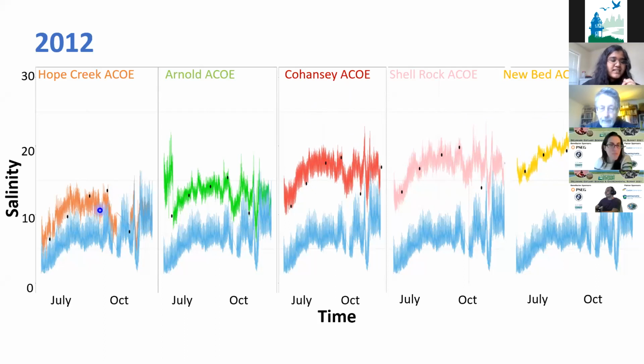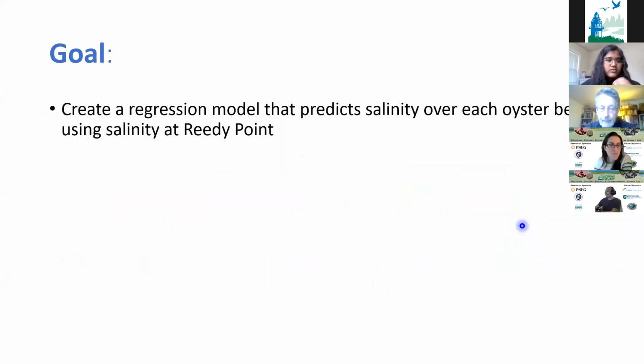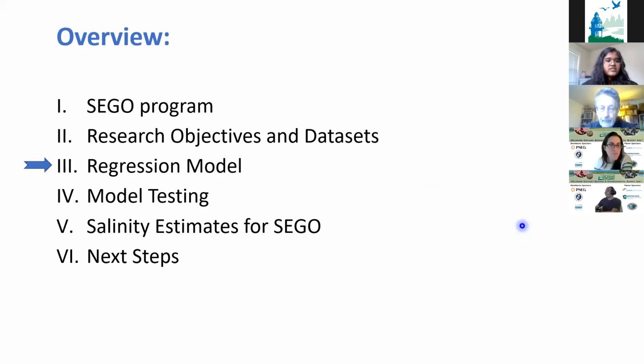So here we can see that Haskin Lab measurements usually fall into the Army Corps measurements at each respective oyster station, and usually the oyster bed station salinity measurements follow a similar pattern as Reedy station. So the overall goal is to create a regression model that predicts salinity over each oyster bed using salinity at Reedy Point. So now I'm going to talk about the regression model.